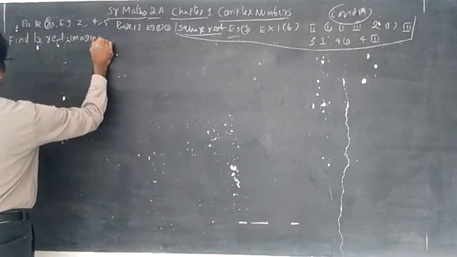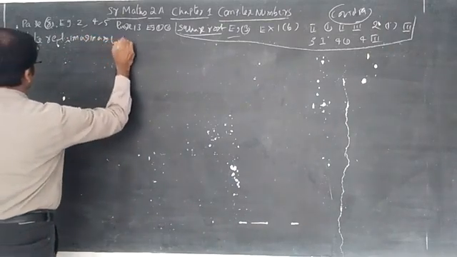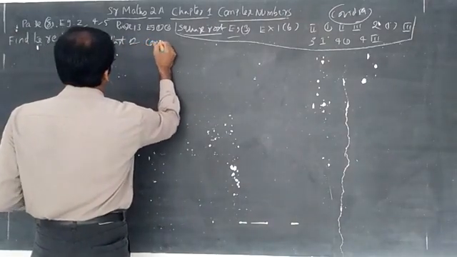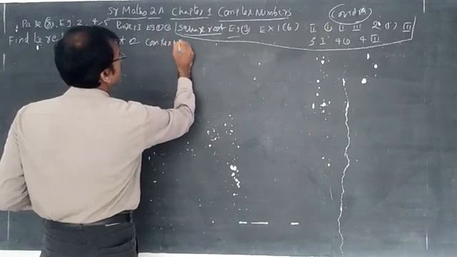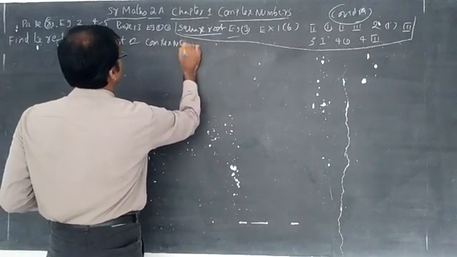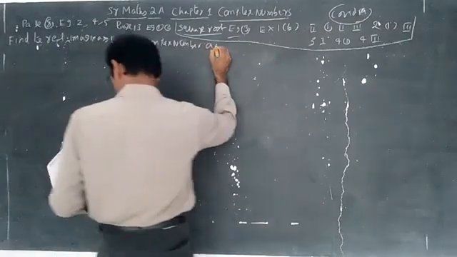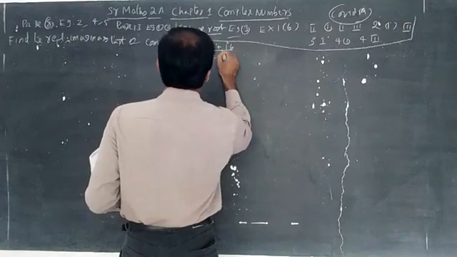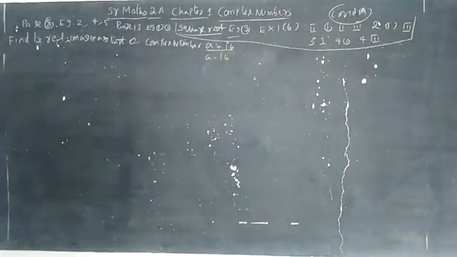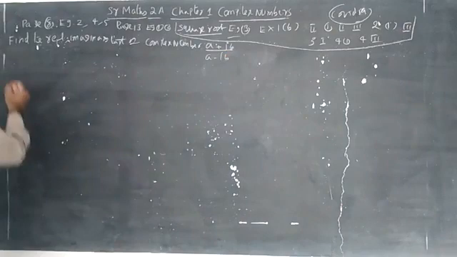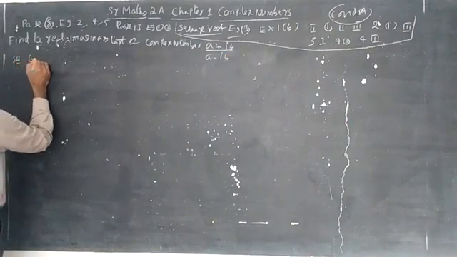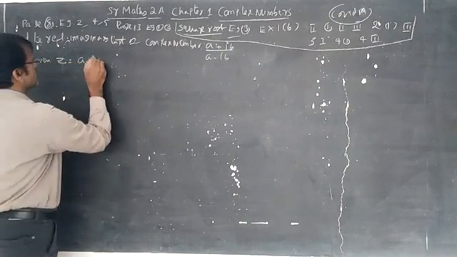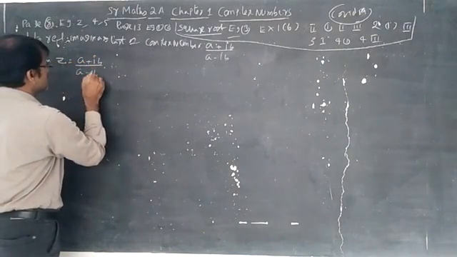Find the real and imaginary part of the complex number a plus ib by a minus ib. Given the complex number z is equal to a plus ib by a minus ib.